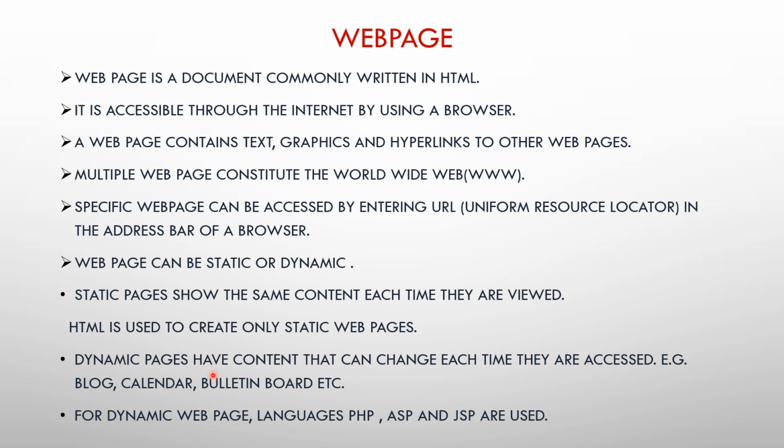One type is static, and another type of web page is dynamic. Dynamic, as the name indicates, keeps on changing. Dynamic pages have content that can change each time they are accessed. For example, a calendar automatically updates itself whenever you open it, or a bulletin board or blog. These are examples of dynamic pages.